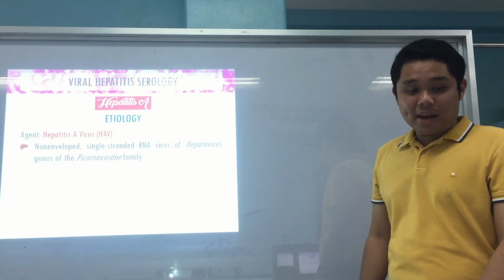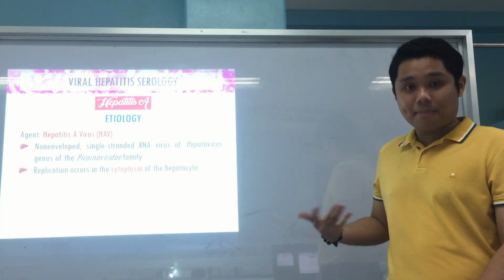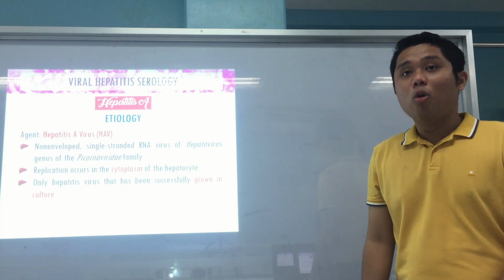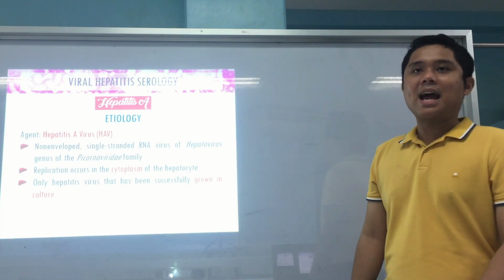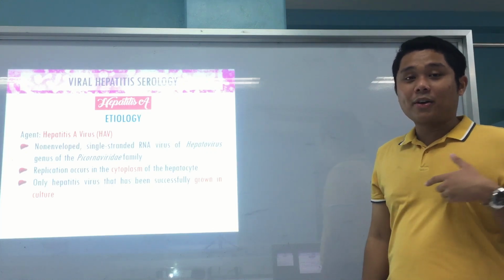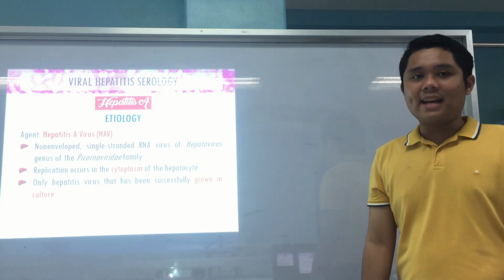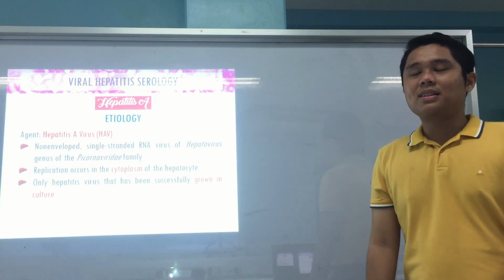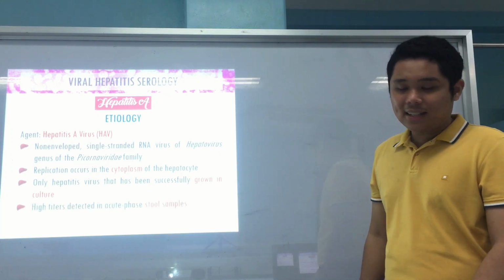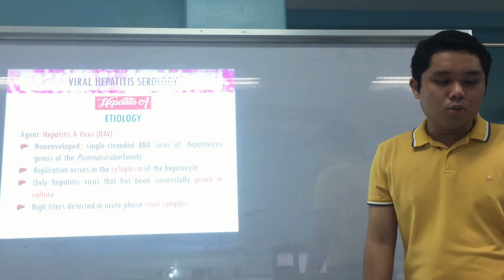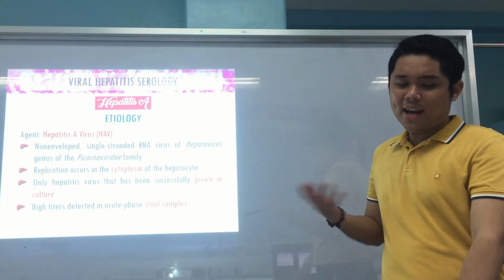Okay, so picoRNAviridae family. Replication of the virus happens in the cytoplasm of the hepatocyte, and it is considered to be the only hepatitis virus that has been successfully grown in culture, because the remaining hepatitis viruses are quite difficult to grow in culture. And lastly, high titers are detected in acute phase stool samples. So there are high titers that can be seen in the stool samples.